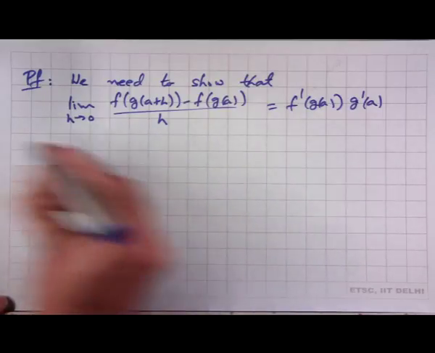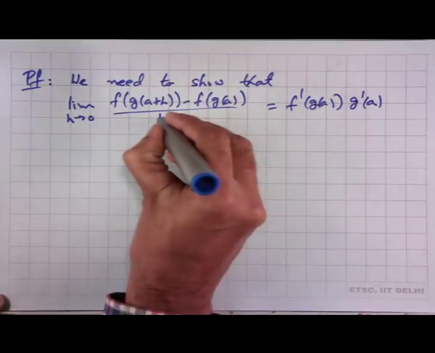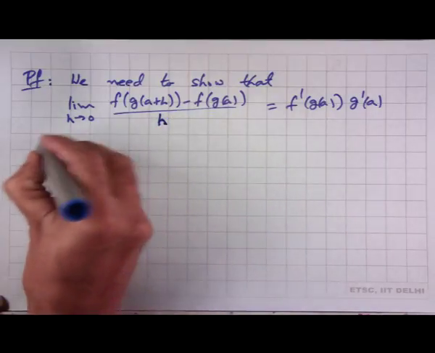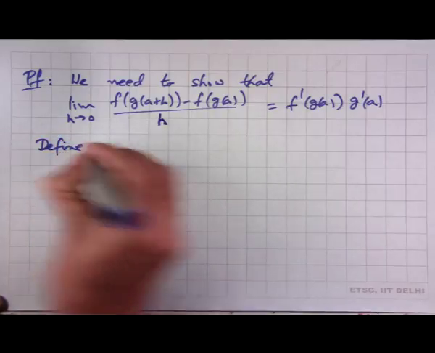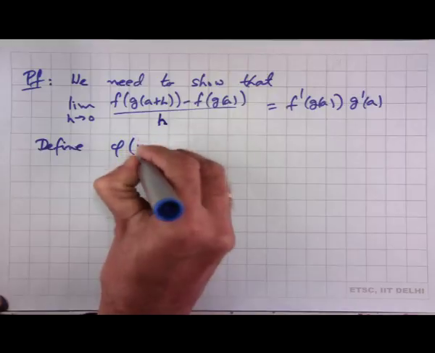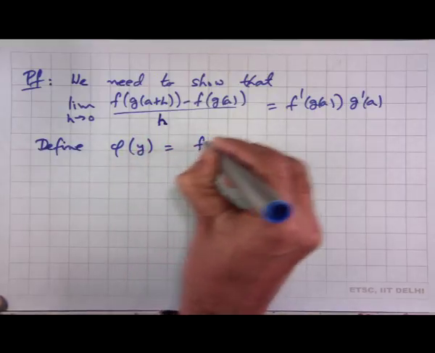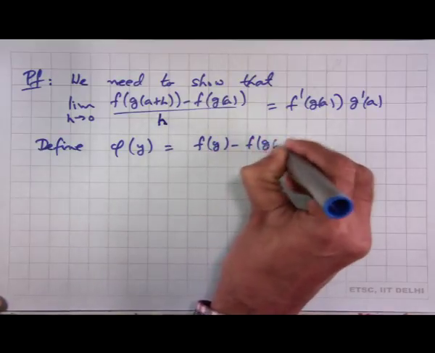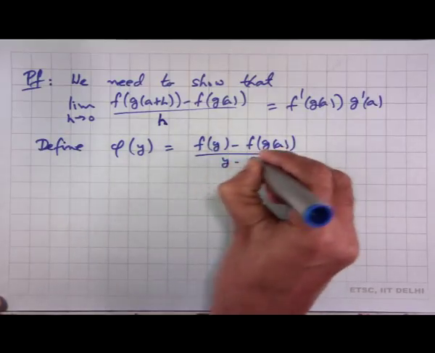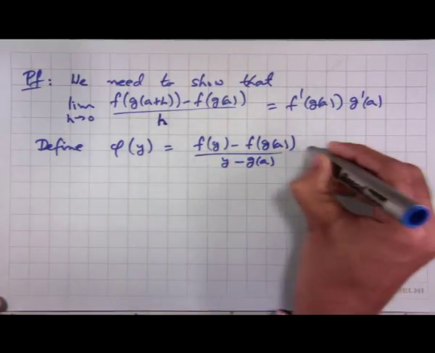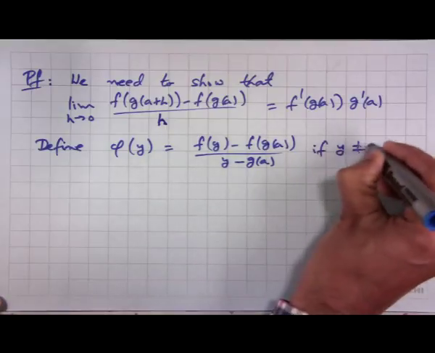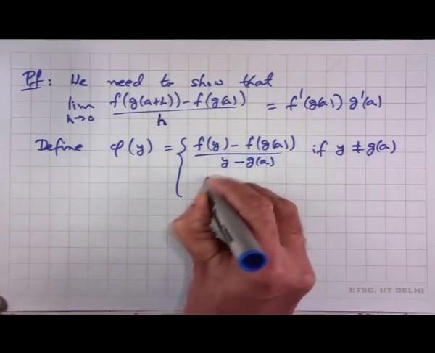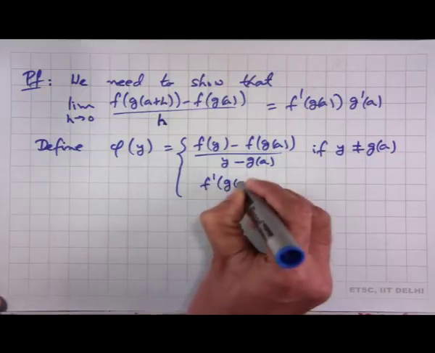So, what we will do is, because we do not know whether we can divide by g(a+h) - g(a), we define a new function phi of y, which is equal to [f(y) - f(g(a))] divided by [y - g(a)]. This makes sense only if y is not equal to g(a), and if y is equal to g(a), we define this as f prime of g(a).